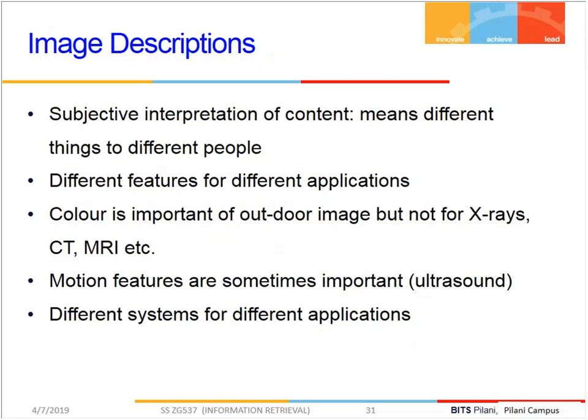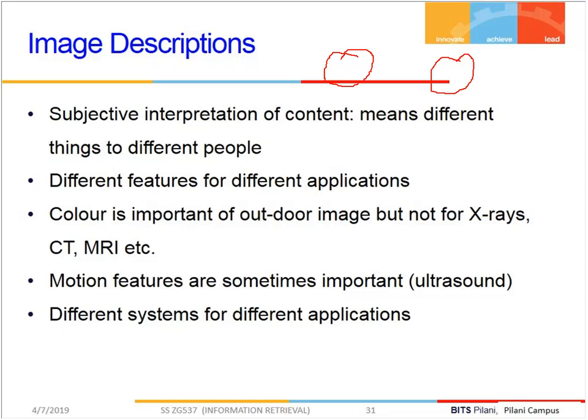Now, how do we describe an image? It is basically always a subjective interpretation, because an image can mean different things to different people. For example, if I give an apple image, somebody can say it's an apple, somebody can say it's a red ball. So it depends upon the perception of the person. And we can have different features for different applications also. For example, if you have a car and a book, they will have an entirely different set of features. Car will have a model number, mileage, and book will have year of publishing, authors, title, etc. So we cannot compare these two because they have an entirely different set of features.